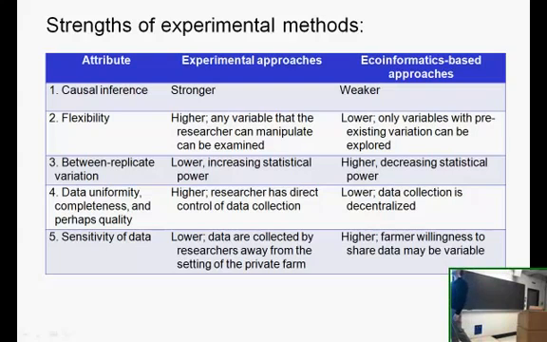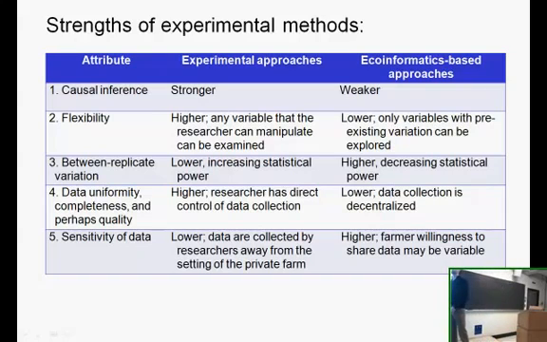Another potential advantage of experimental sciences is that by controlling the conditions under which we do the experiment, we can reduce the between replicate variation. That then gives us greater statistical power, whereas with observational data sets, the heterogeneities create a lot of between replicate variation, and that can erode our statistical power.